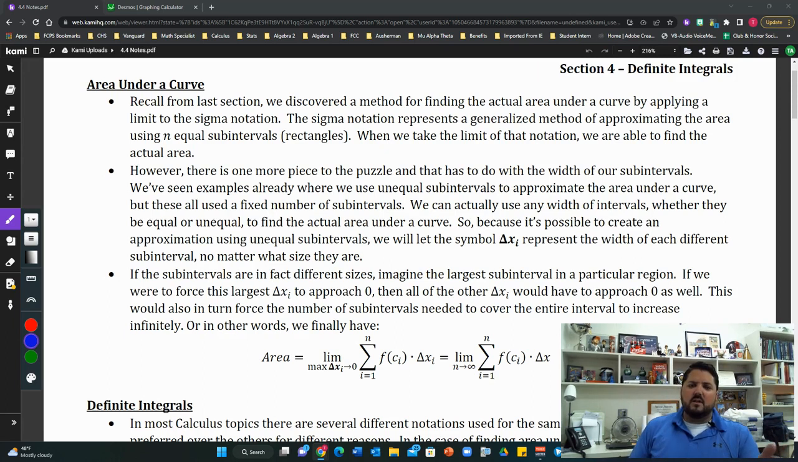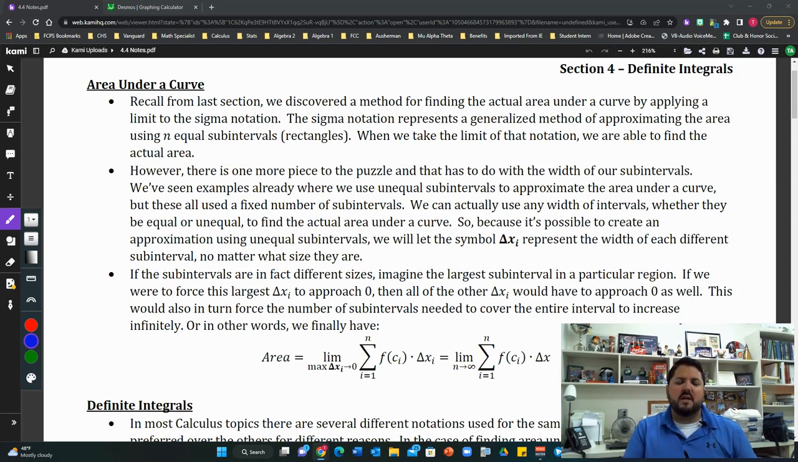So again, the idea of that limit was when I take n, the number of subintervals, and I increase it to infinity, that kind of fills in all the space, and it's no longer an approximation, but we're really finding the actual area. However, there's one piece to that puzzle, and it has to do with the width of our subintervals. So most of what we did already focuses on equal subintervals because that's the easiest way to do it and the most easily repeatable way to set it up. But we have seen some examples already where we used unequal subintervals to approximate that area under the curve, but all of those used a fixed number of subintervals.